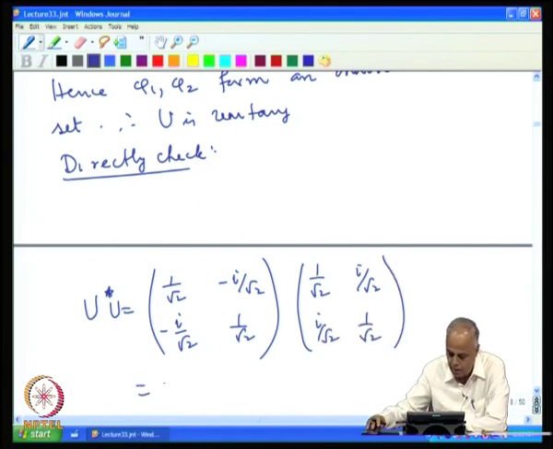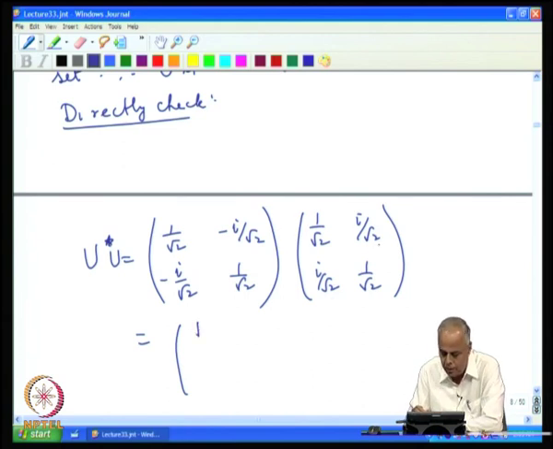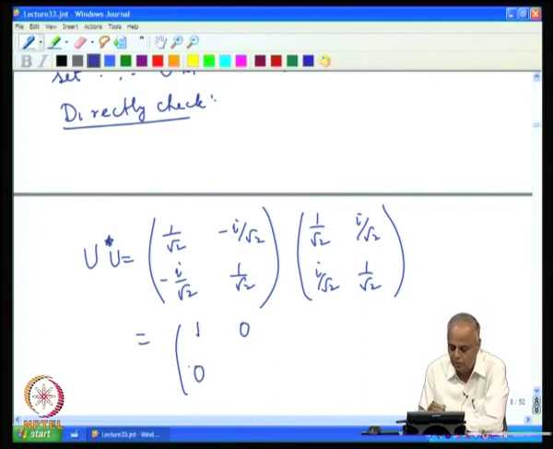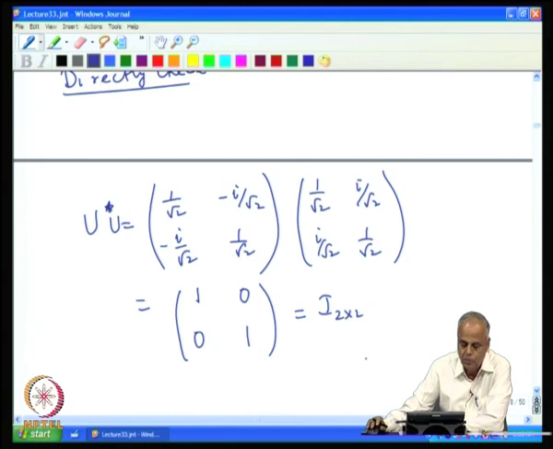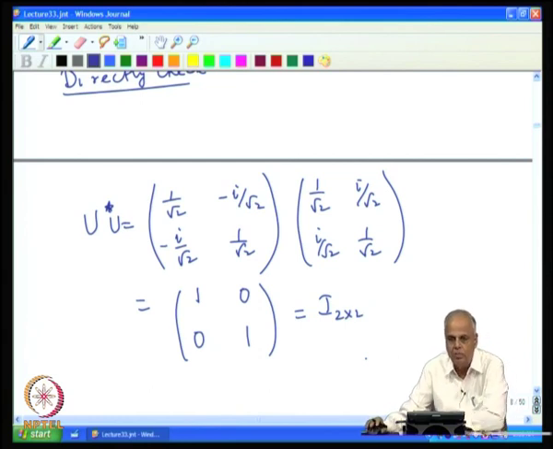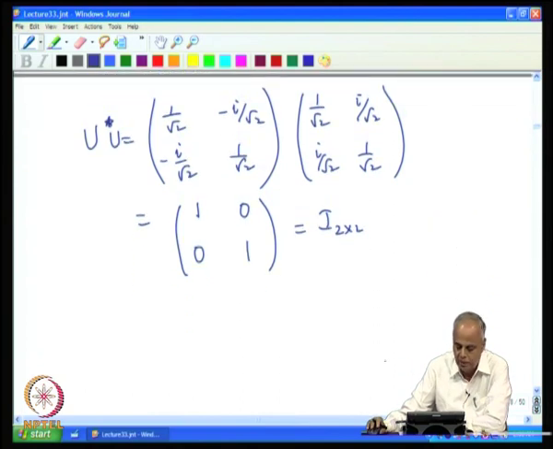If we take the product, I get 1 by 2 minus i squared by 2, which is plus 1 by 2, which is 1. And then i by root 2 minus i by root 2, minus i by root 2 plus i by root 2, again we get 0. So therefore, we directly verify that U star U is identity. If the columns are orthogonal alone, it is not enough. If the columns are normalized alone, it is not enough. If the columns are orthonormal, then the matrix becomes unitary.